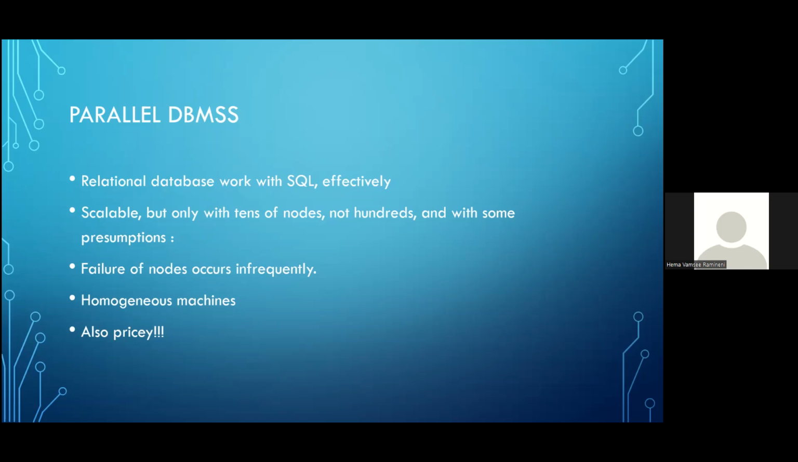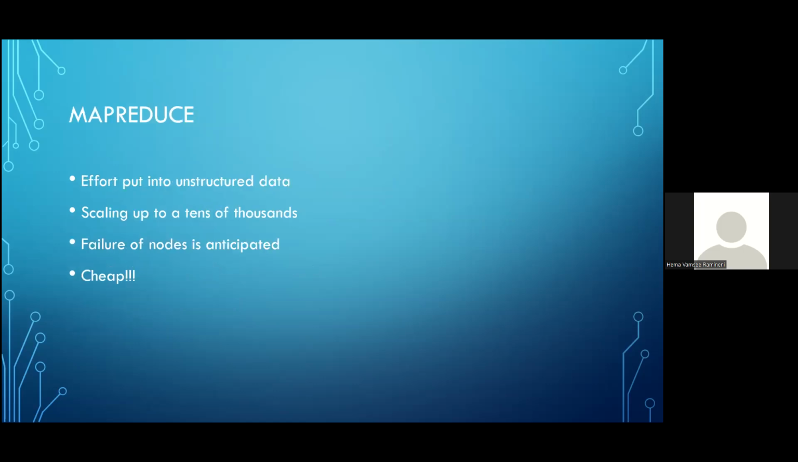A parallel database uses an optimizer tailored for distributed workloads that turns SQL commands into a query plan whose execution is divided equally among the multiple nodes, and it's also a pricey one. In the next slide, please.